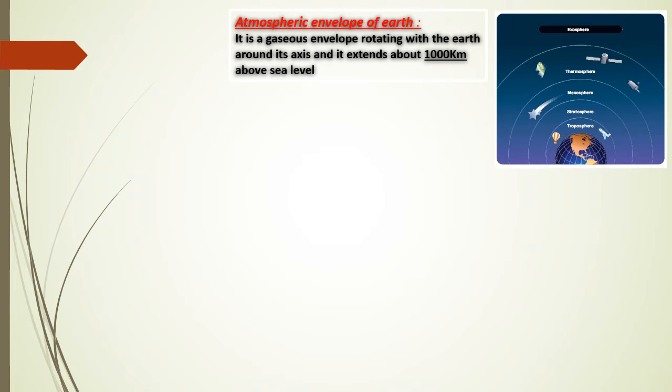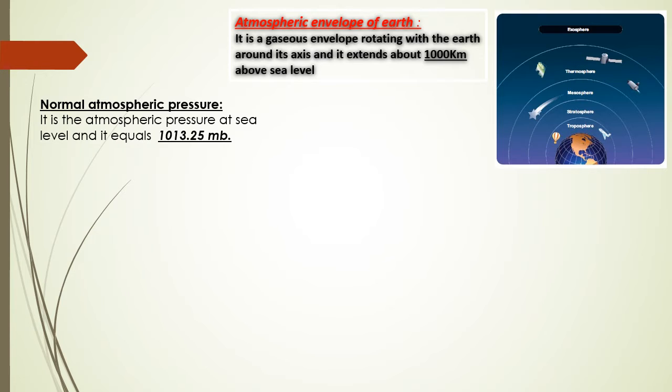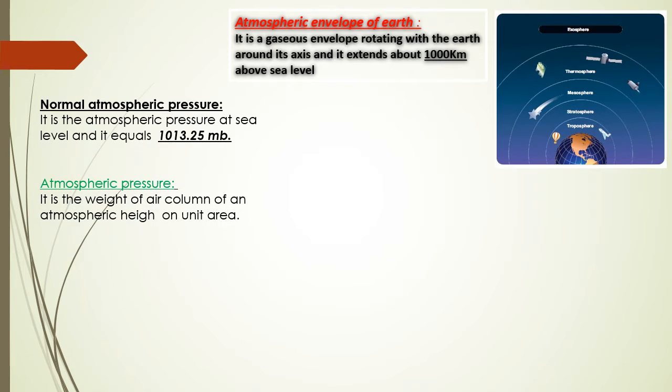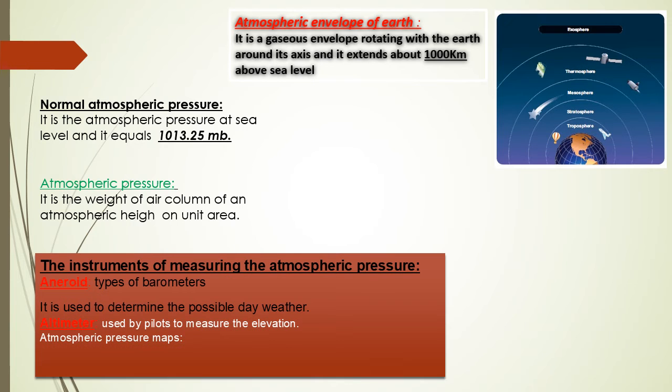The normal atmospheric pressure that humans can endure is 1013.20 millibar. So, we need to talk about atmospheric pressure. It's the weight of an air column of atmospheric height on a unit area. That means the amount of air above us. As the amount of air increases, the atmospheric pressure increases, and as the weight of the air column decreases, the atmospheric pressure decreases.